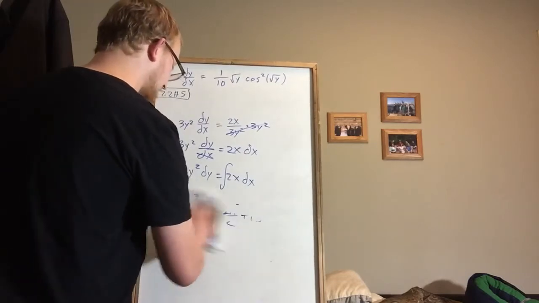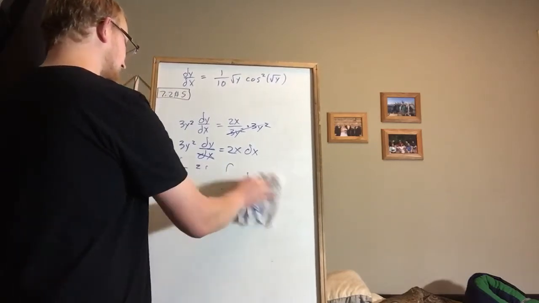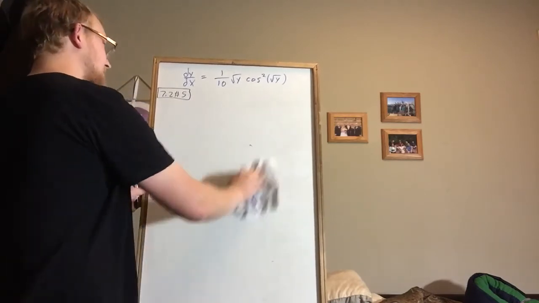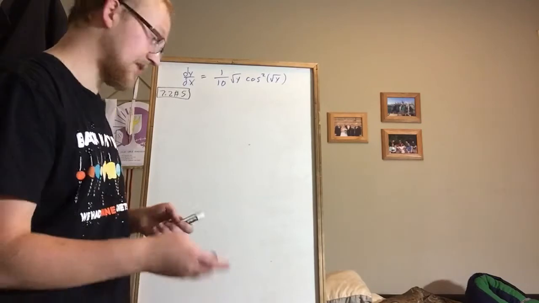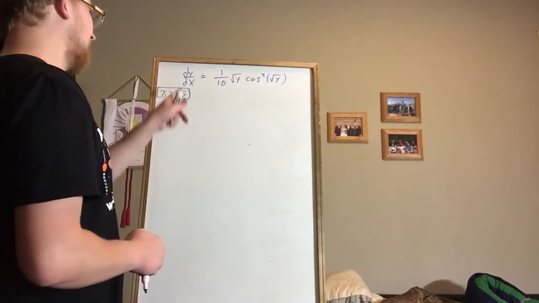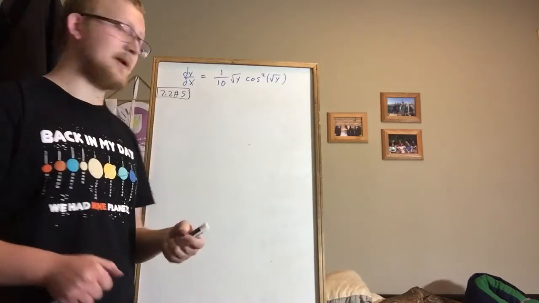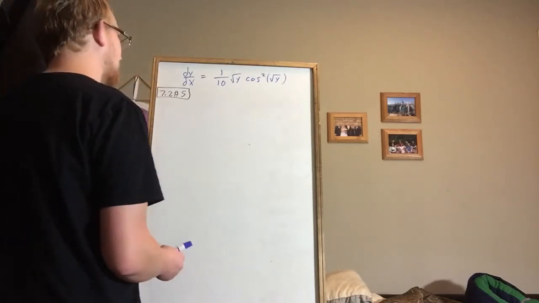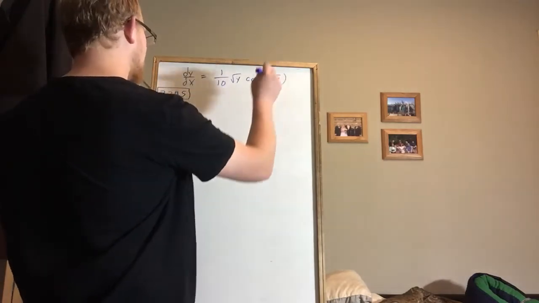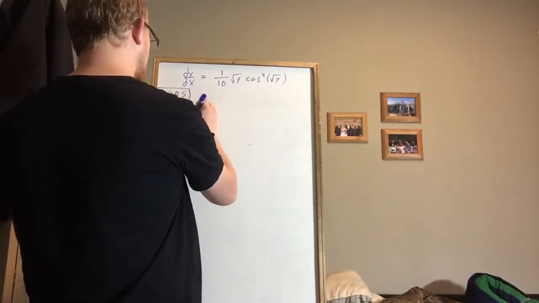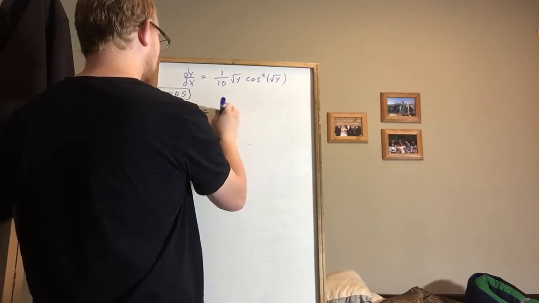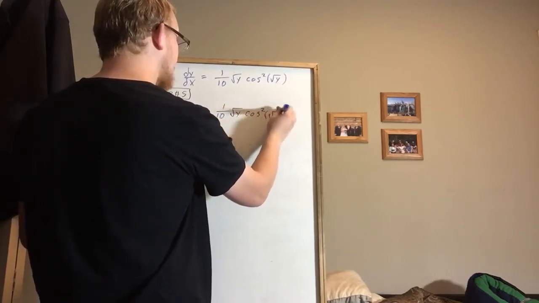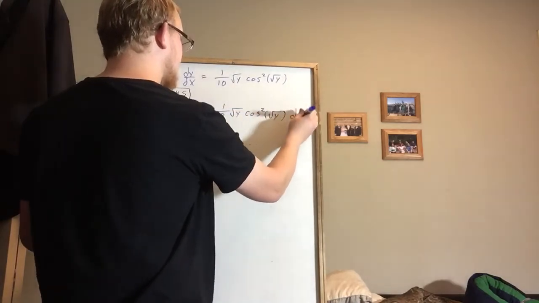So now that we've gotten the idea of what that is, let's go ahead and do a more challenging problem. So this is problem number 5 from 7.2. And so the first step with separable is we're going to separate them. So we're going to try to get all the dx on one side, all the dy on the other. Let's go ahead and start out by multiplying both sides by dx. So we'll get dy equals 1/10 square root y cosine squared of square root y dx.